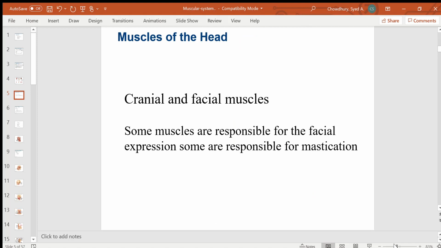Now we'll talk about the major muscles of your head. So you know that the head part has two groups of muscles, the cranial muscles and the facial muscles. Cranial muscles are attached to the cranial bones, and facial muscles are attached to the facial bones.